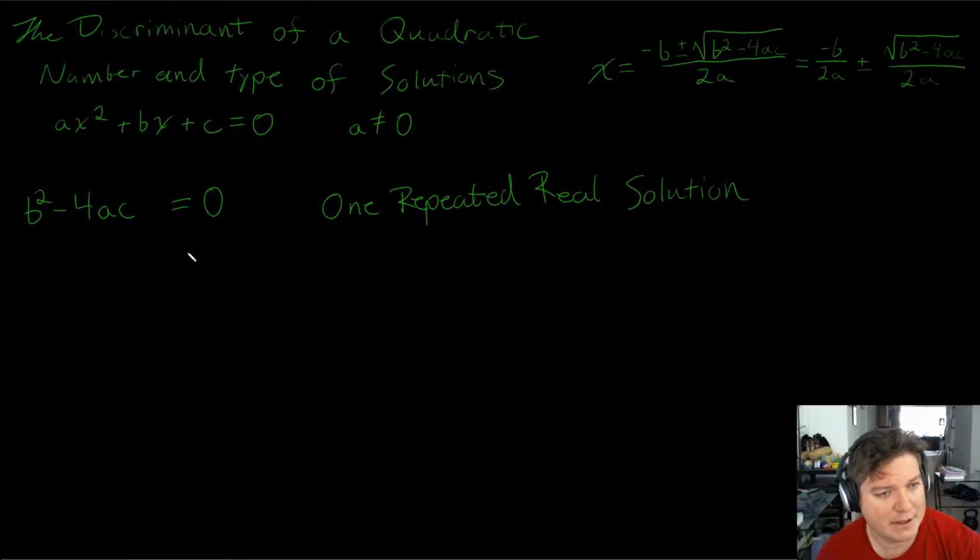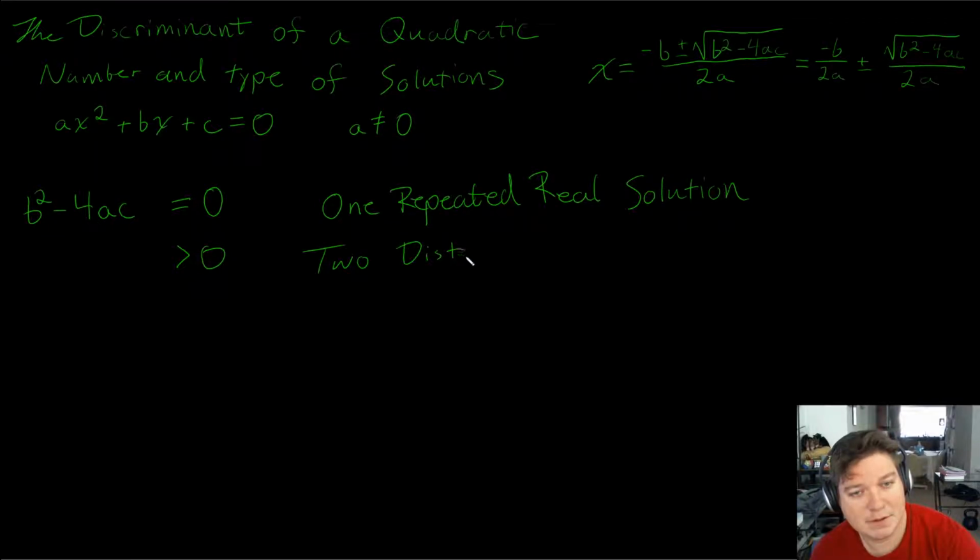Now, if b squared minus 4ac is positive, we look over here and we get negative b over 2a plus or minus the square root of a positive number, which you should know is just another positive number. So what that means is it's negative b over 2a plus or minus some positive number. That means we have two distinct real roots, zeros, or solutions.